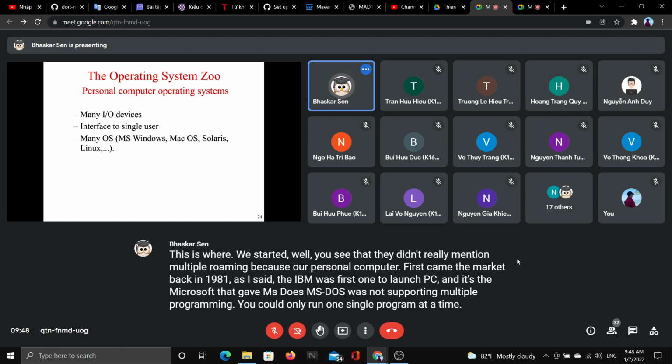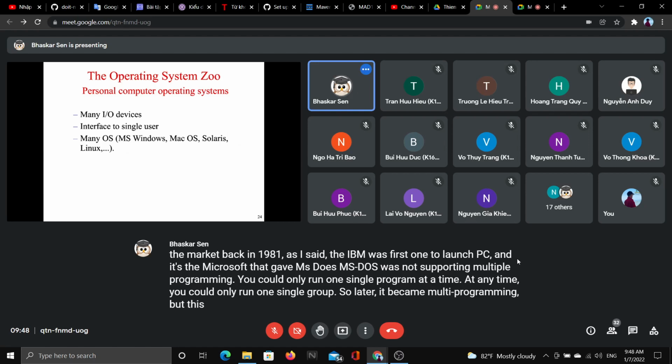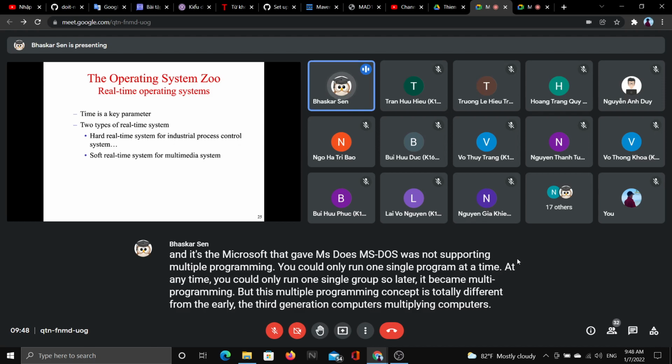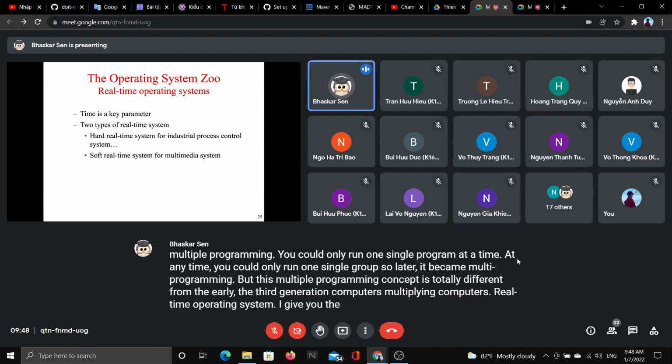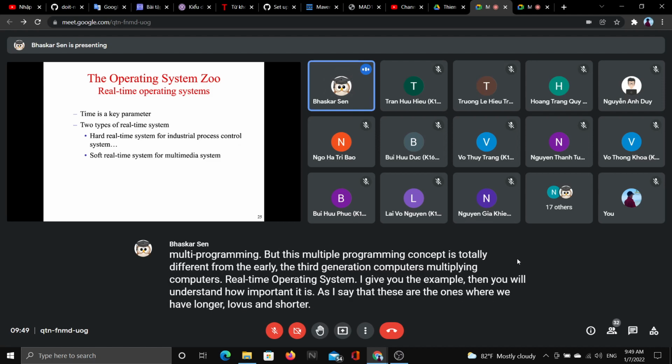At any time, you could only run one single program. Later it became multi-programming, but this multi-programming concept is totally different from the third generation computers' multi-programming. Real-time operating system, I will give you an example, then you will understand how important it is. And as I've said, these are the ones where we have a longer I/O bus and a shorter CPU bus.